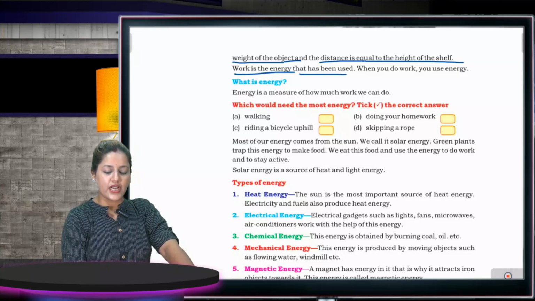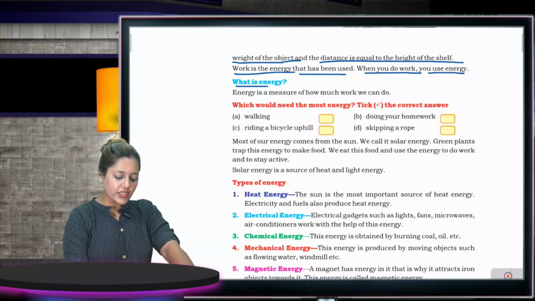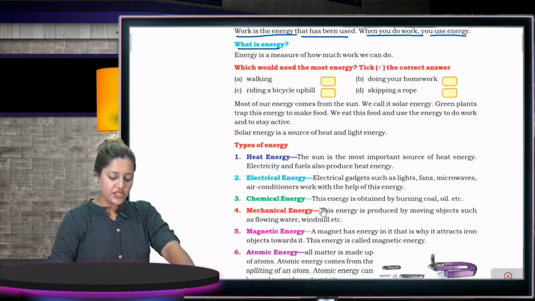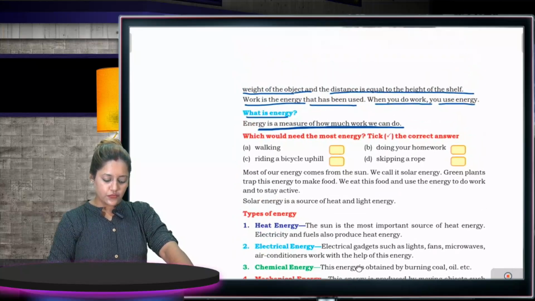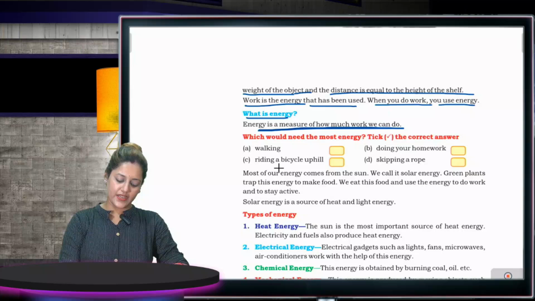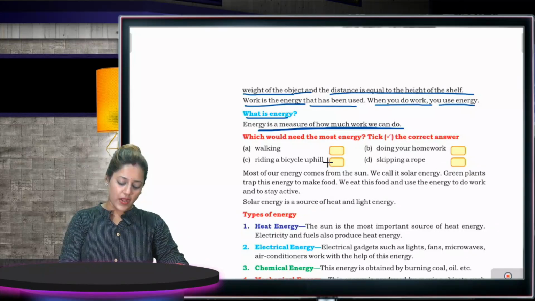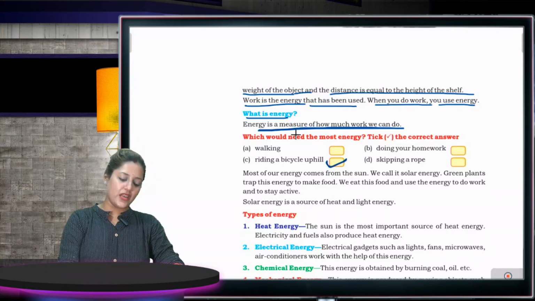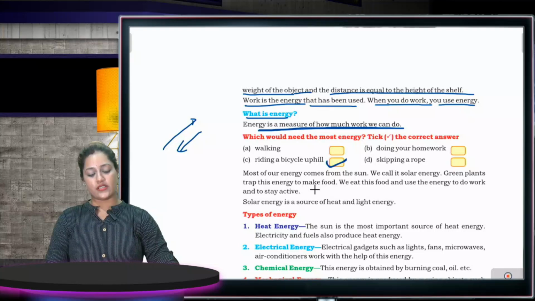Work is the energy that has been used when you use energy. What is energy? Energy is a measure of how much work we can do. Which would need the most energy? Take the correct answer. Walking, riding a bicycle uphill, doing your homework, or skipping a rope. So riding a bicycle uphill, not downhill, it's uphill. Why? Because the gravity is very much against you.